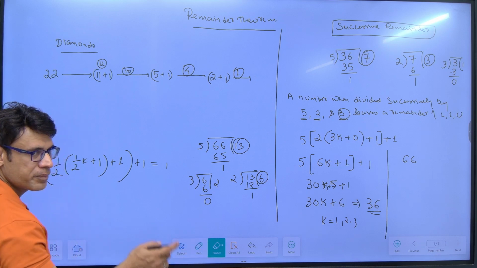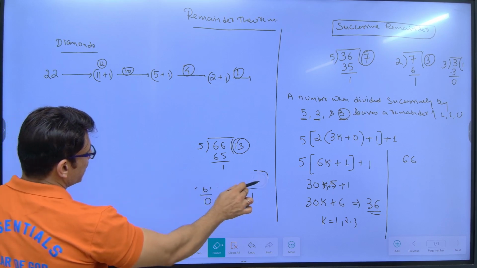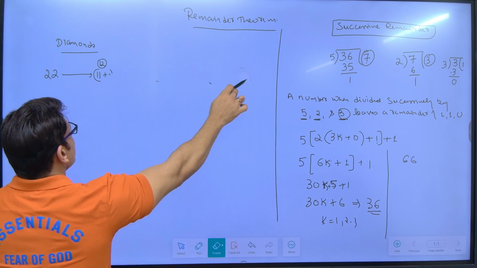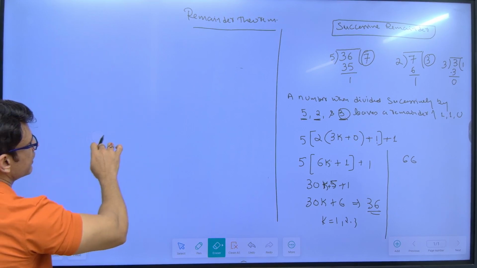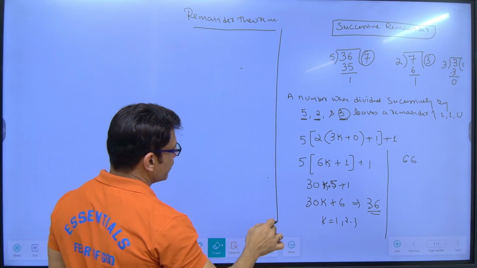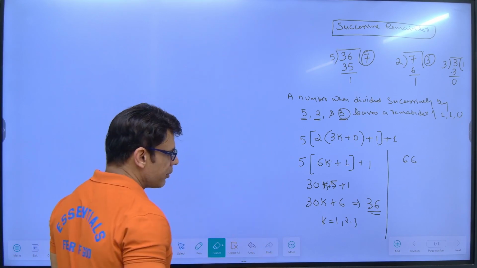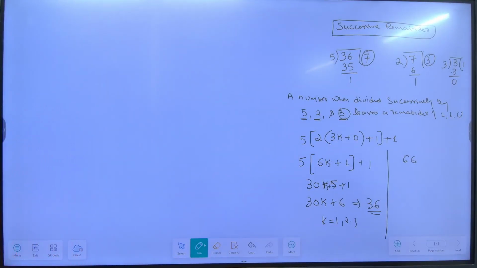You understood? So you take k is equal to 1, 2, 3, 4, no matter how many values you take, it won't change your answer. Next is binomial expansion. This is something which is important. Therefore, this is also important. Remainder theorem. Main questions you get on remainder theorem.